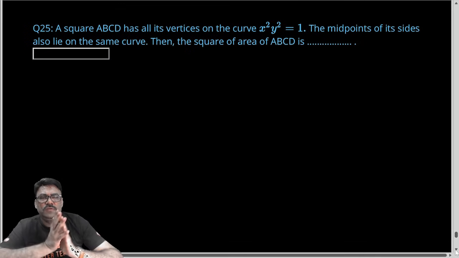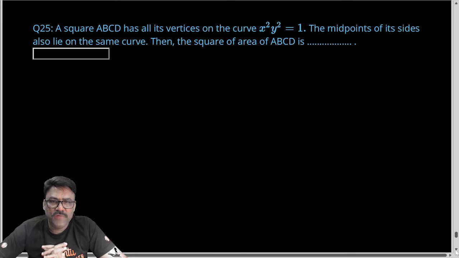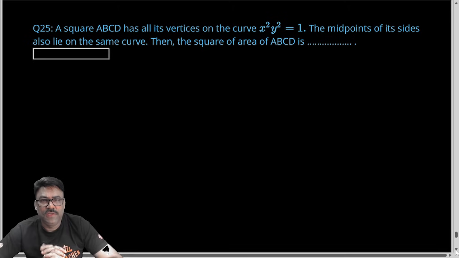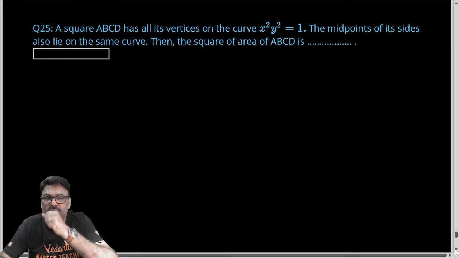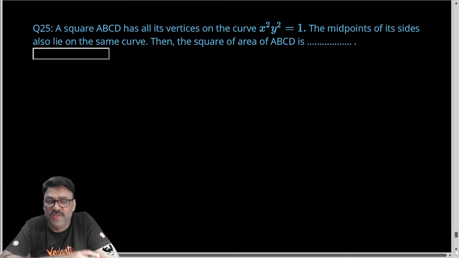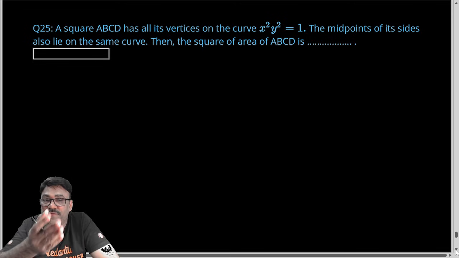Let's see this question. This is based on rectangular hyperbola and is a very difficult, lengthy type of question. They are saying that the square ABCD has all its vertices on this curve, and the midpoints of the sides of the square are also lying on this curve only. So what will be the square of the area of ABCD? Means first you have to find the area of ABCD and then find the square of the area.